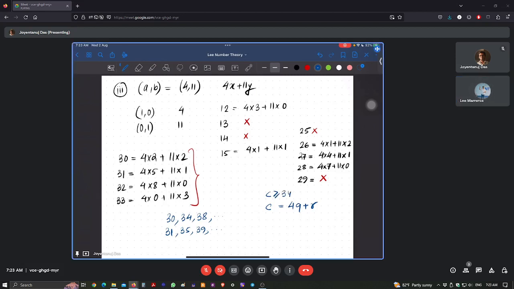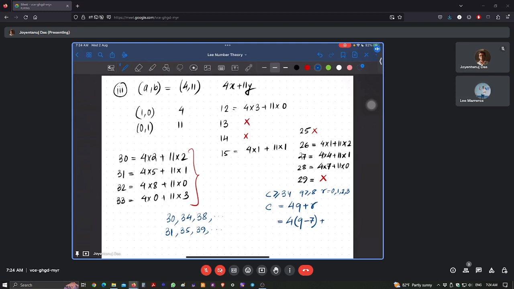Yes. So if C is greater than or equal to 34, then what is the value of Q? It is at least 8, right? So Q is greater than or equal to 8, and R is either 0, 1, 2, 3, right? So what I can do is Q minus 7 if I take 1 minute. So if I take Q minus 7, then I can get 28 plus R, right?